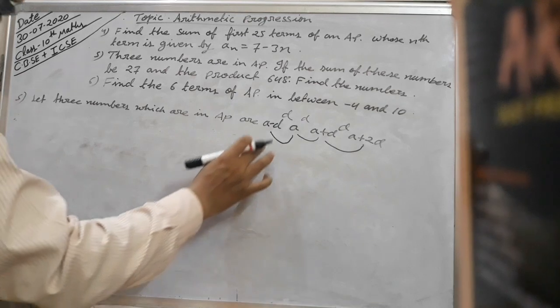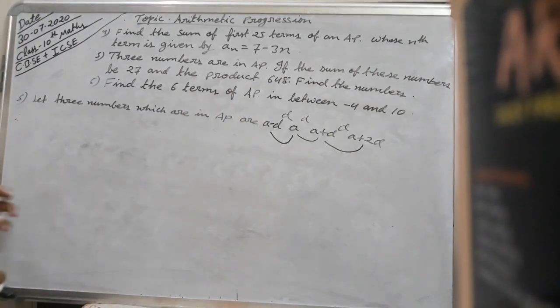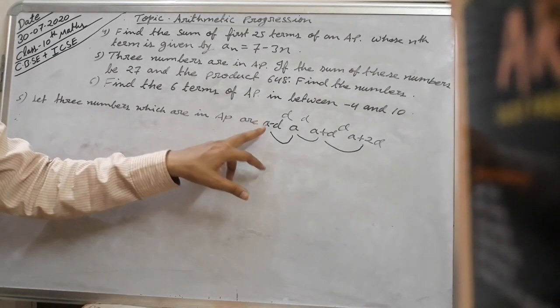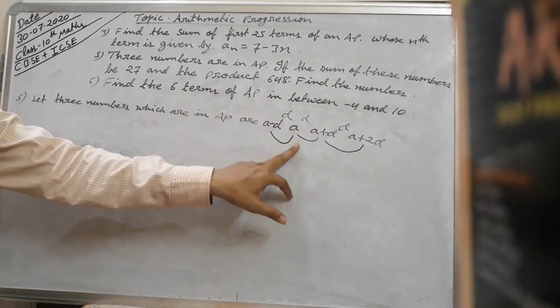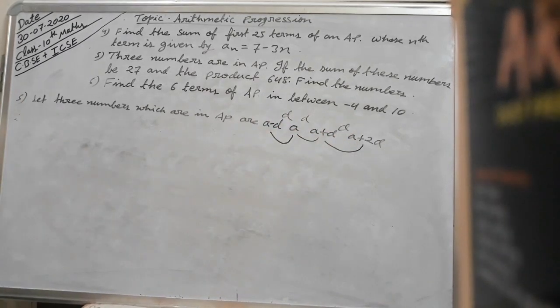Then if you keep putting A minus D, you can easily find the value of A. That's why we are taking A minus D as the first term, A as the second term, and A plus D as the third term. Don't take A plus 2D. Okay.